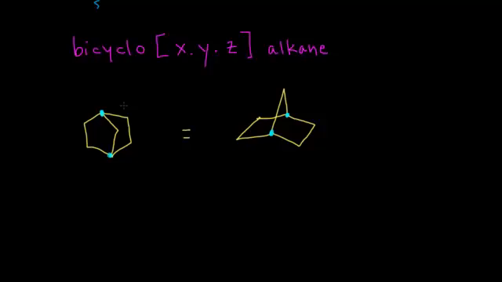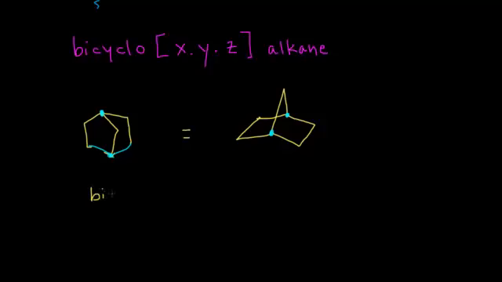And how many cuts would it take to turn this into an open chain alkane? Well, let's look at the drawing on the left, and if we cut it right here, and we cut it here, we can see it's now an open chain compound. So it took 2 cuts, so it's bicyclo. Let's put those bonds back in there like that. So it's a bicyclo compound, and we can start naming it as a bicyclo compound.